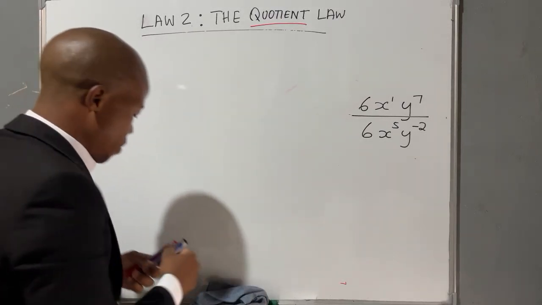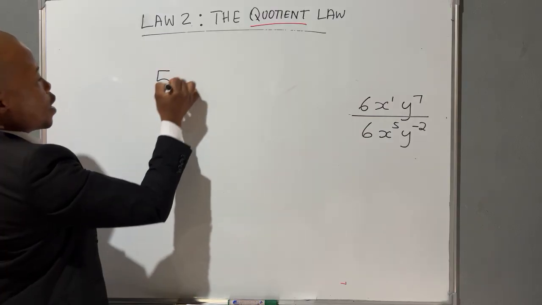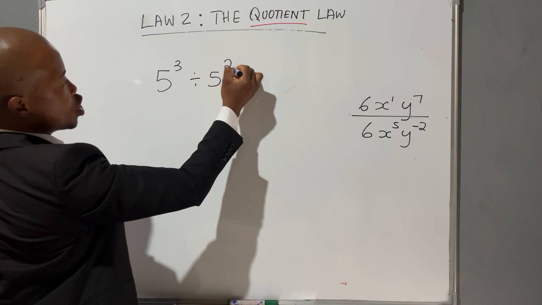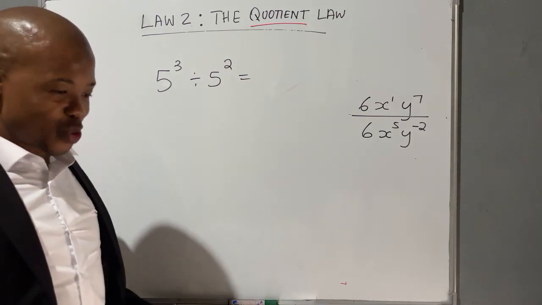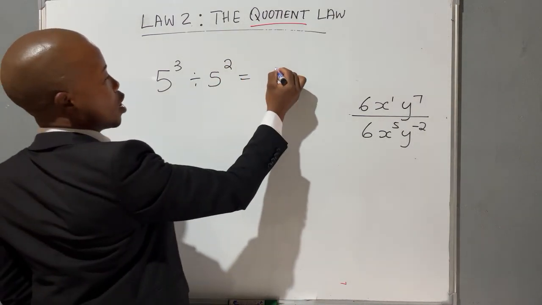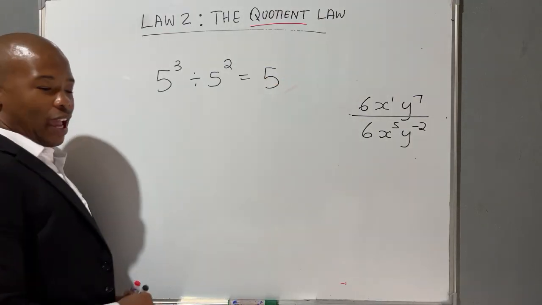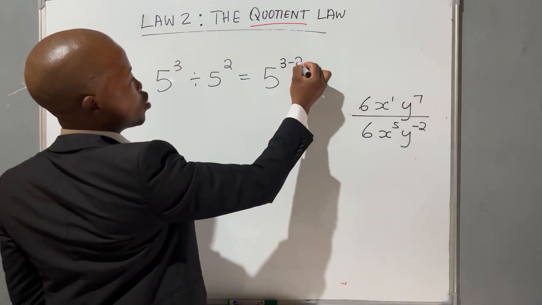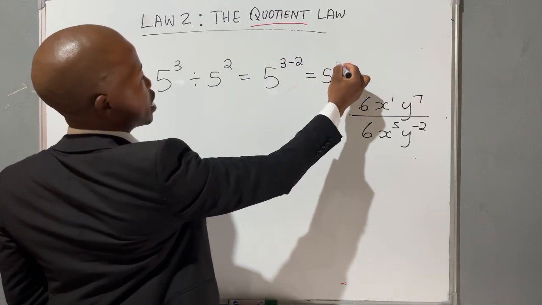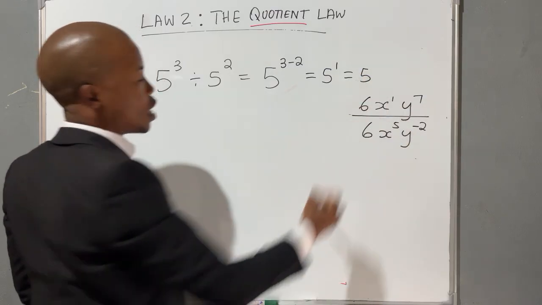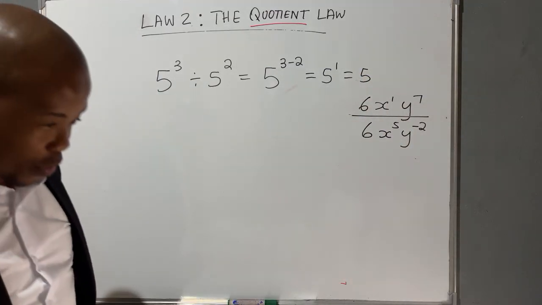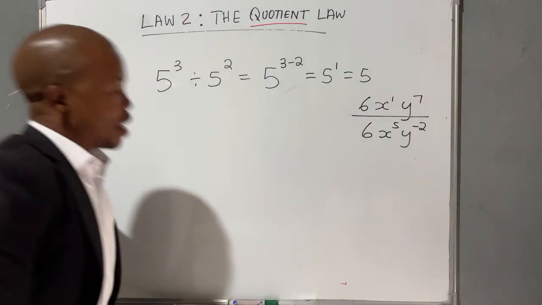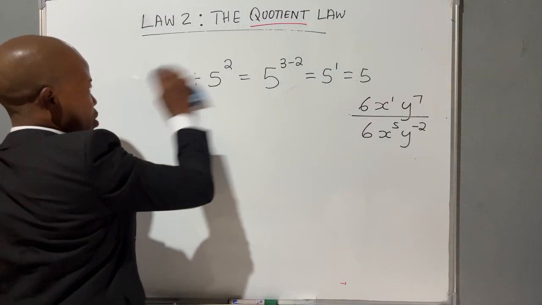So if you have something like 5 to the exponent 3 divided by 5 to the exponent 2, you're simply going to keep your base and then subtract the exponents. For example, we're going to have 3 minus 2, which will give us 5 to the exponent 1, which is just the same as writing a 5. Are we together? Now also, the same works with variables.